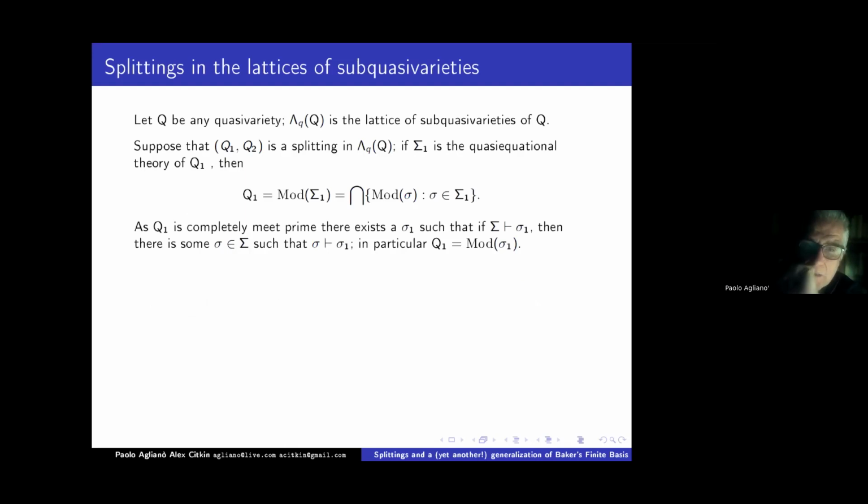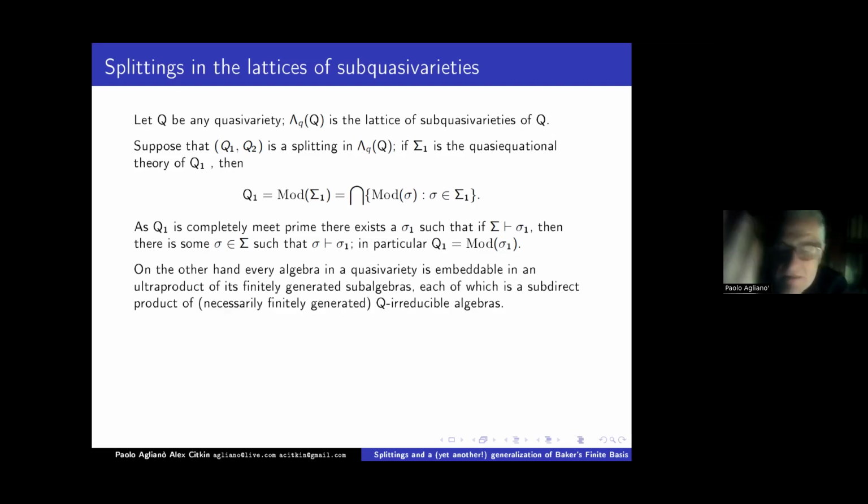Now, the theory of splittings in lattices of quasi-varieties is totally similar to the one in lattices of subvarieties, because we can go through the standard argument. If we have a splitting in the lattice of sub-quasi-varieties, and we take the quasi-equational theory of the left member of the pair, then this is the intersection of all the models of each quasi-equation in Sigma 1. Q1 is completely meet prime because it is a splitting, and so Q1 is axiomatized by a single quasi-equation.